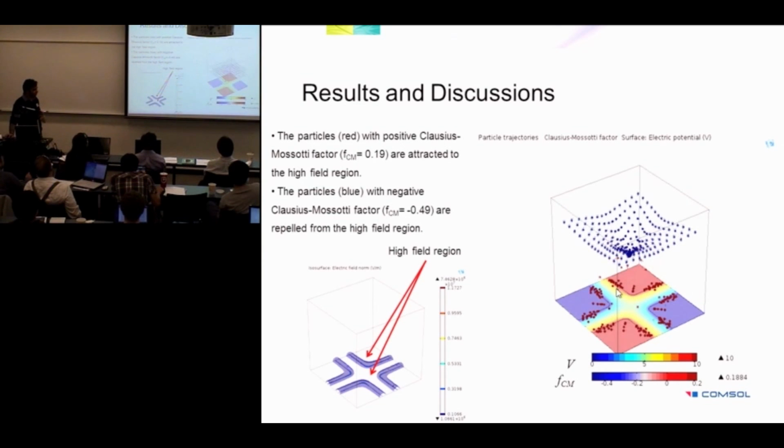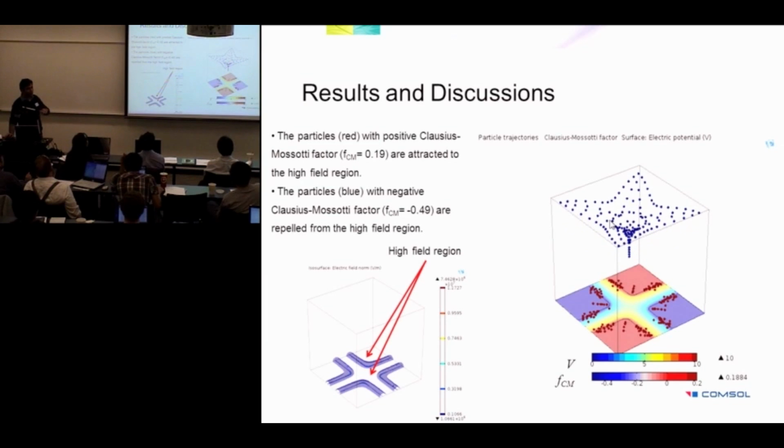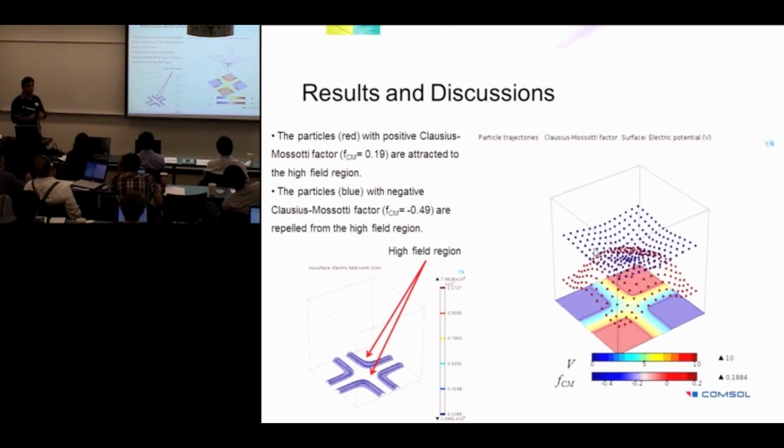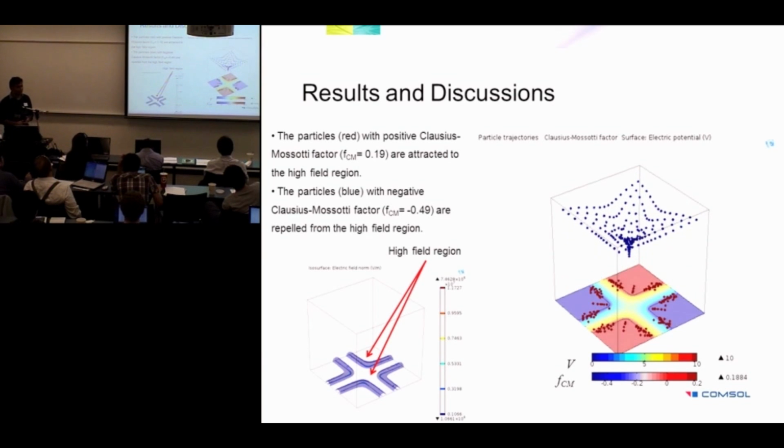The positive ones go towards the high field region, the negative ones go into the low field region, and this way you can separate them. You can develop this model based upon the particle tracing module and the electric field. So you really don't need the convection and diffusion or the mass transport equation for that.